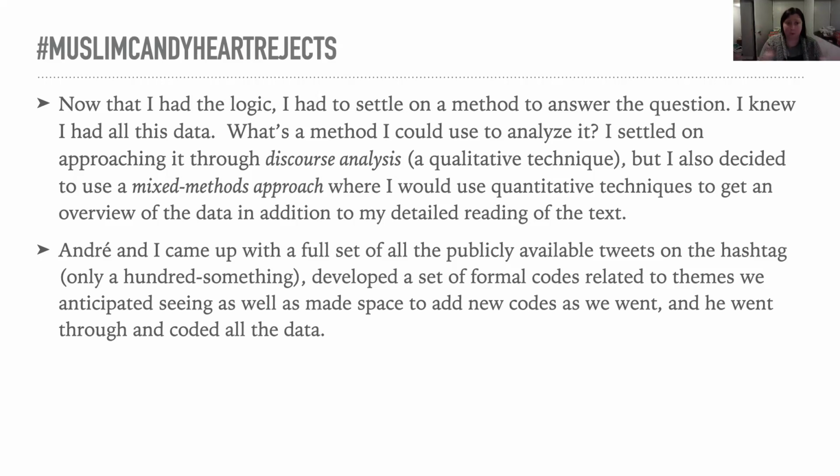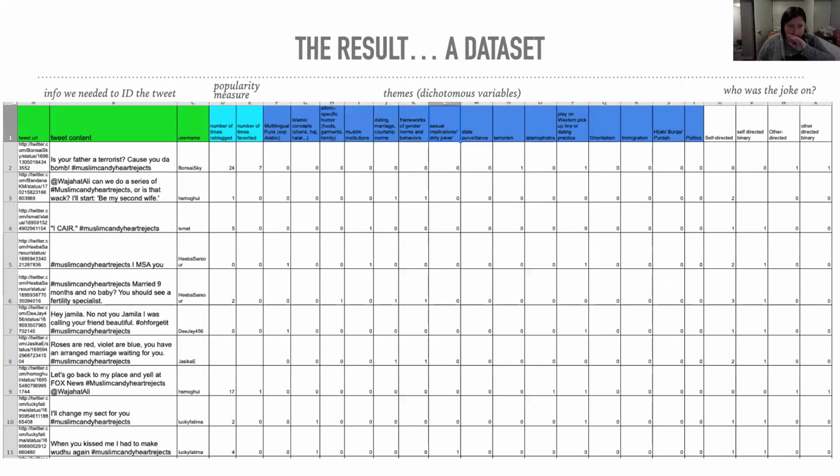But anyway, at this point, Andre and I got all the tweets together. He figured out how to get a much bigger data set than I had saved in my inbox. He developed a set of formal codes and I developed them with him. We also kept adding codes as we went. Talk more about this when we talk about textual analysis later. And then he coded the data and I checked up on him, and made sure that he and I were in agreement about all the codes. So this is our data set. Ta-da! This is in fact a subset of it.